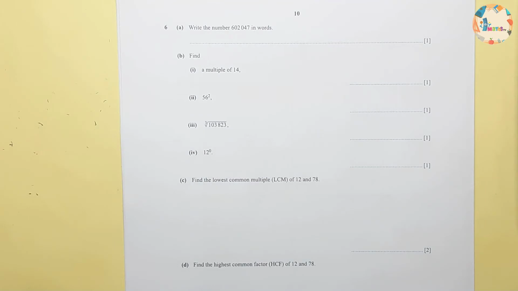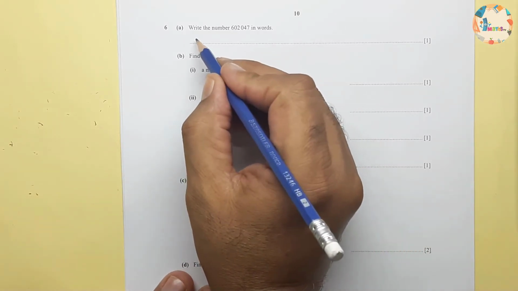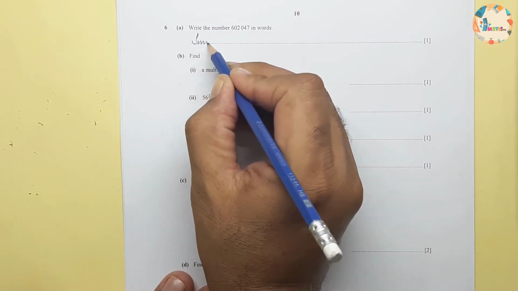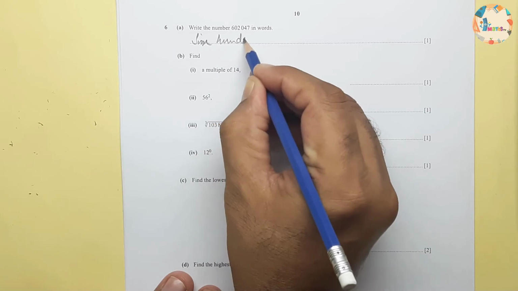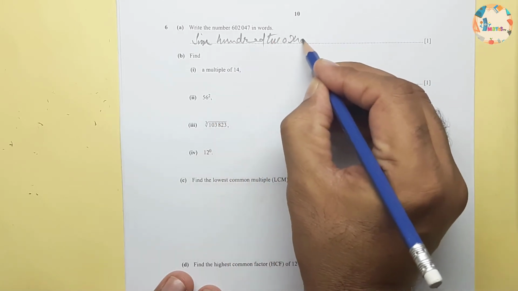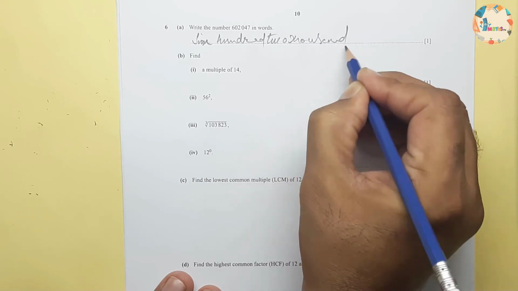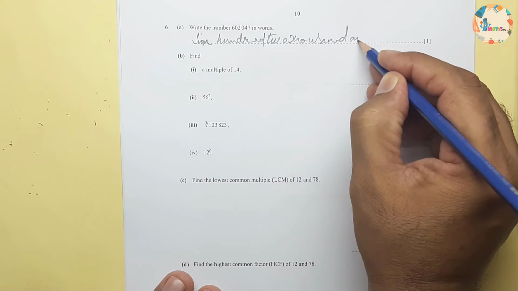Now question number 6, write this number in words. We have to write this in words, which is 600, 2006, 600, 2000 and 47.